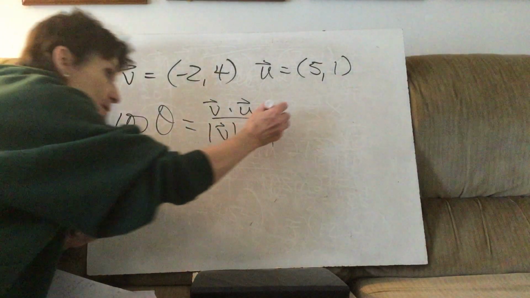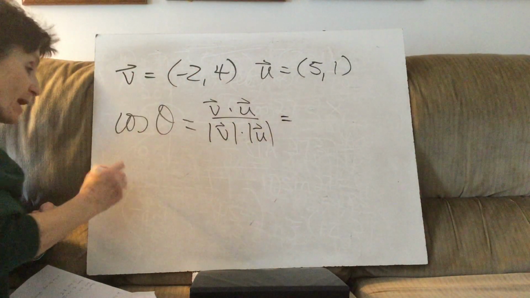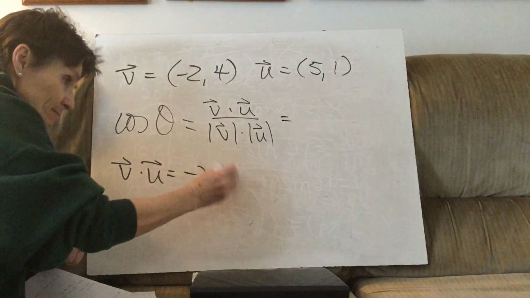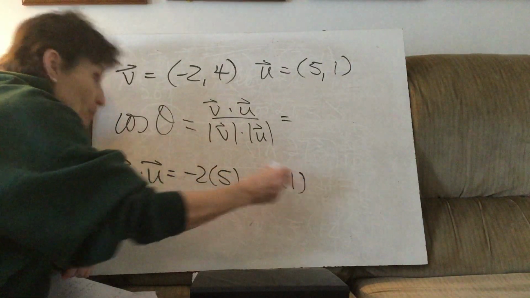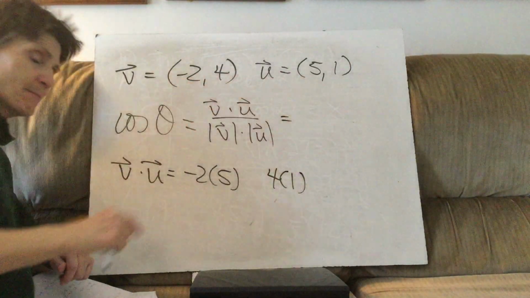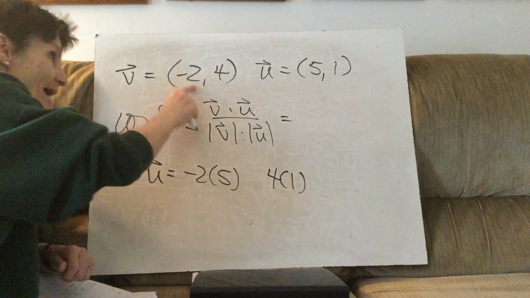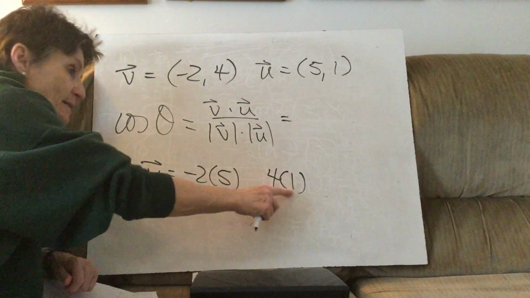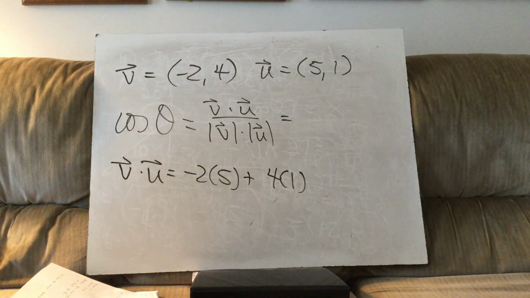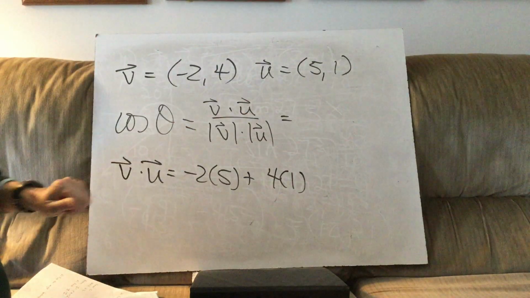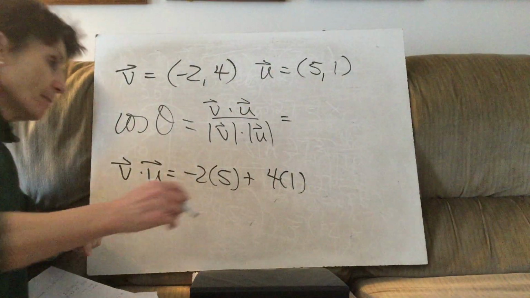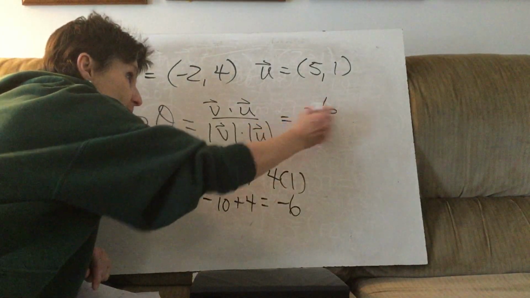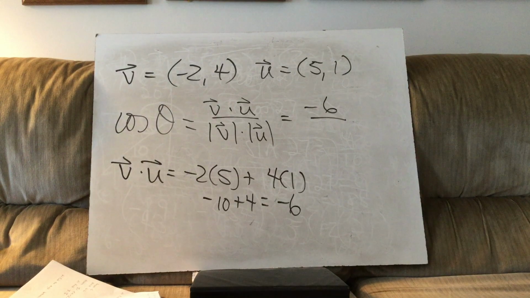All right, so all we need to do, it's going to be easy. We just need to figure all that stuff out. So the dot product, again, is x times x, y times y. I'm going back to my vectors. Did I say minus? I meant multiply. X times x, y times y, add them up. So to find the dot product, we do negative 2 times 5, 4 times 1, and add them up. So we get negative 10 plus 4, so the dot product is negative 6.